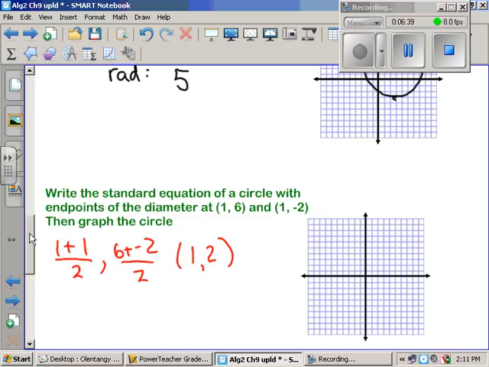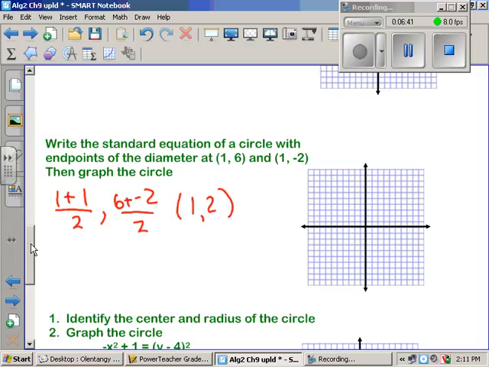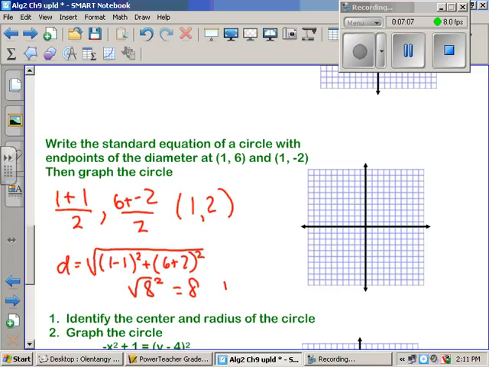Okay? My radius, that's a little trickier because first, to find how long the diameter is, I use a distance formula. So that's 1 minus 1 squared plus 6 plus 2 squared, which is the square root of 8 squared, square root of 64, which is 8. Okay, that's the diameter. So the radius would be half of that. So the radius is 4.